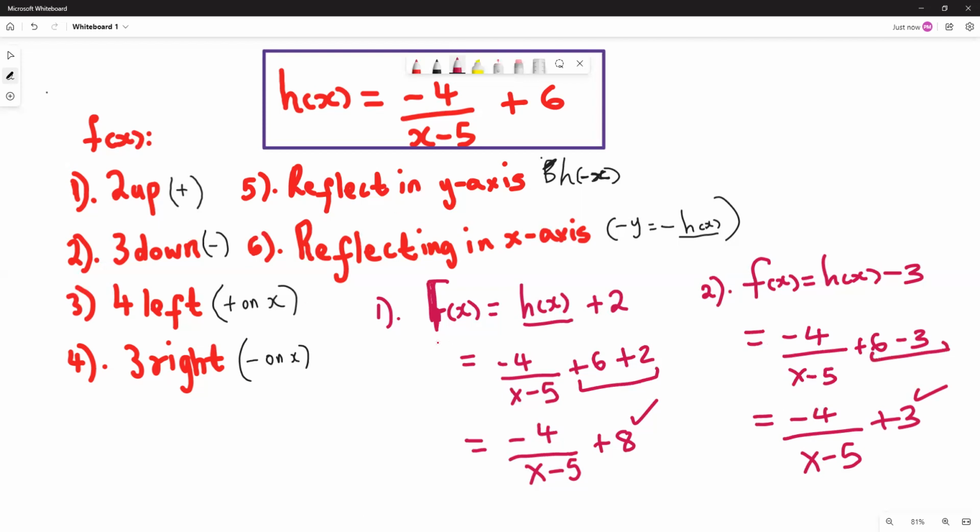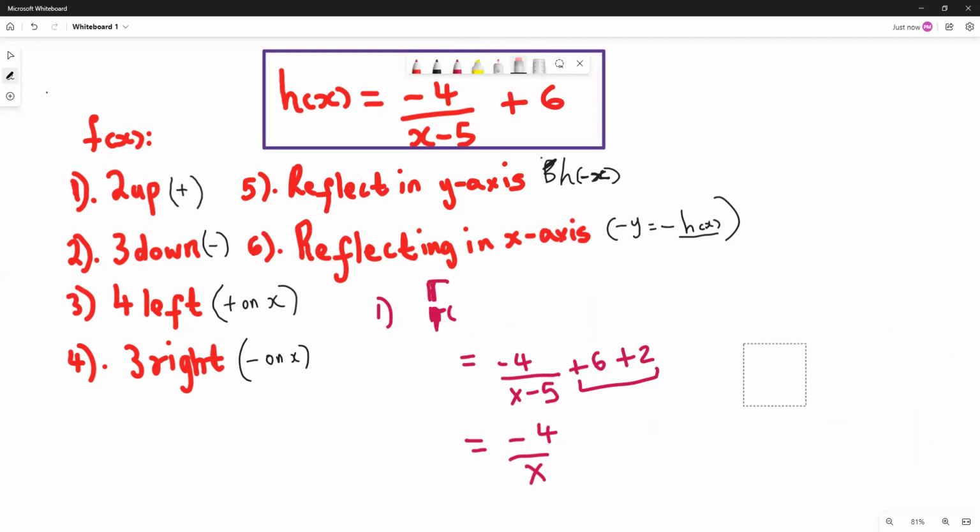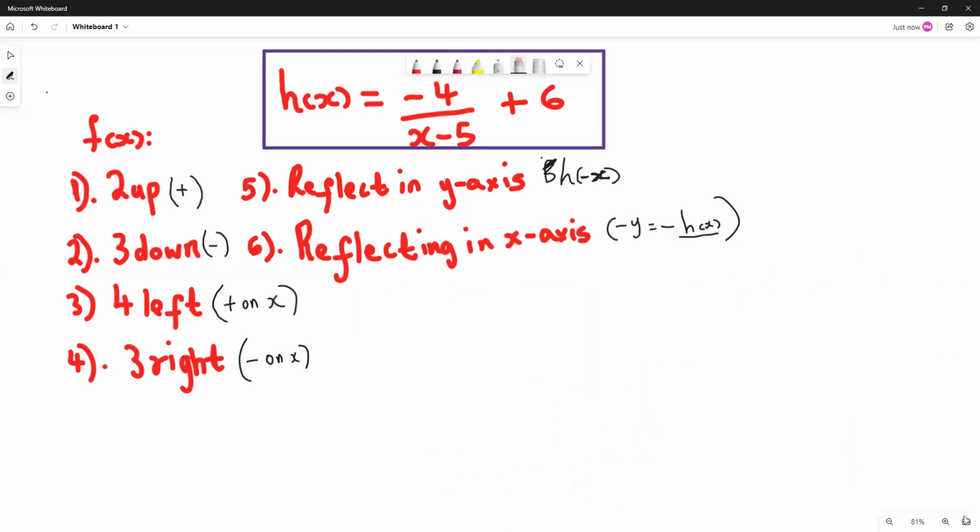Left and right. Okay, let me just erase 1 and 2. Okay, perfect. Let's now do 3 and 4. I'm also going to do them simultaneously, right? So let's start with 3. They say f of x is basically h of x moved 4 to the left.